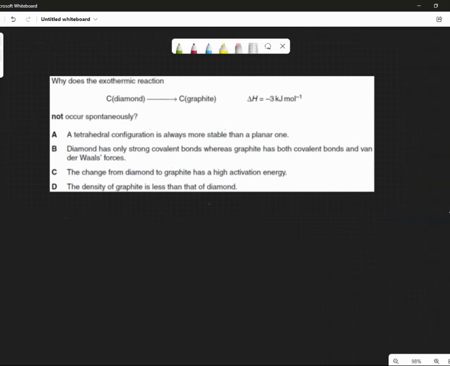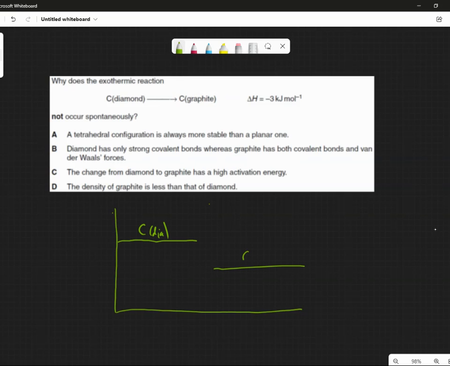Why doesn't this occur spontaneously? Well, first of all, do we understand what spontaneously means? Something that we kind of assume you know. Spontaneously means it will happen without you doing anything. Now, let's draw it on a diagram again. If I have diamond here, there's diamond. Graphite is here. Why doesn't diamond just change into graphite?